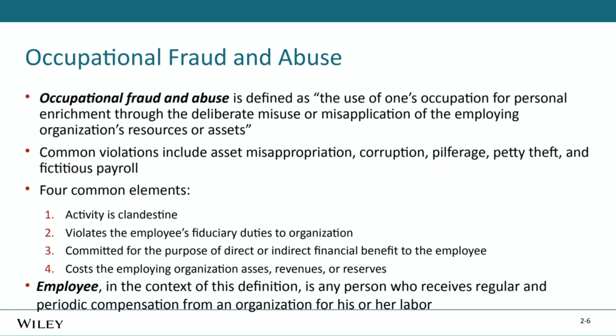Four common elements of occupational fraud and abuse. One, it's clandestine. It's not like a bank robbery where you and your conspirators pull out guns and announce that this is a bank robbery. No, it's done by one of the people at the bank. What we're talking about is, say, misappropriation. Someone at the bank using their position to misappropriate money, maybe even more than those bank robbers got, but they do it quietly, clandestinely, secretly.